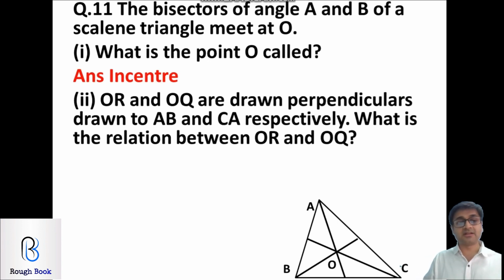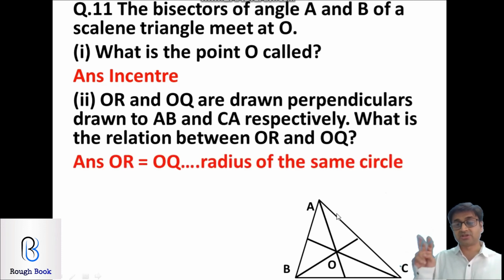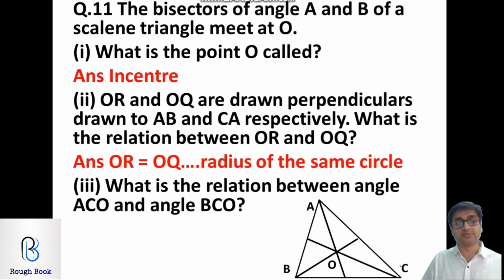Once you get the incenter, the next question. OR and OQ are drawn perpendicular to AB and CA. What is the relation between OR and OQ? So OR and OQ will become the same. Why? Because you are drawing in a circle and this time R is here, Q is here, so they become your radii again. So that's your second question, radius of the same circle.